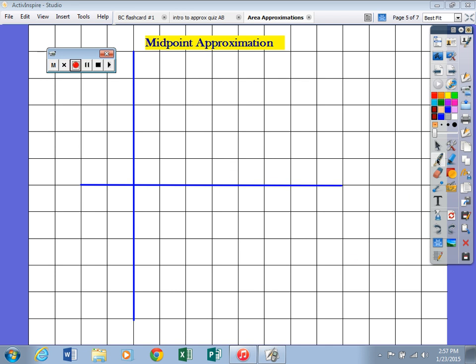Okay. So, for the midpoint approximation, like I said, we're going to keep everything the same as yesterday. So we should be sketching the same equation. And we're going to keep it in the same interval, 0 to 2. And really it's 0 to 2 because that's where the graph hits the axis. And we're using 4 subintervals. And we're doing this midpoint approximation.